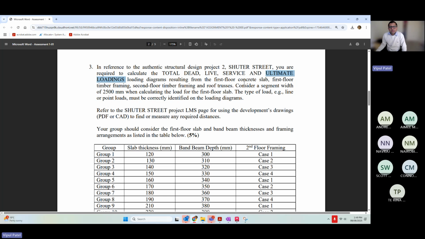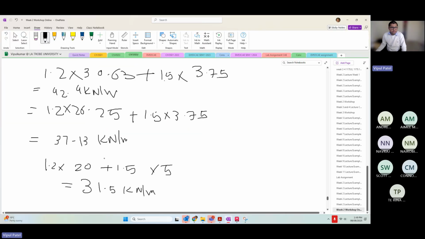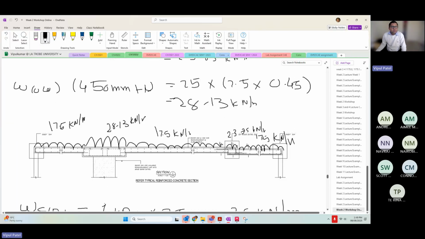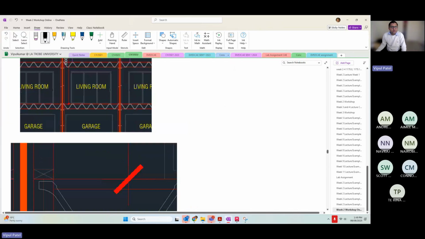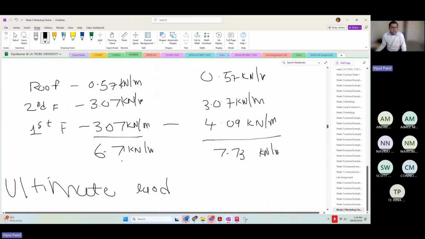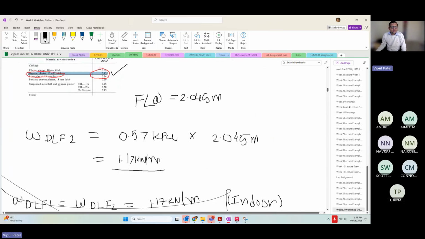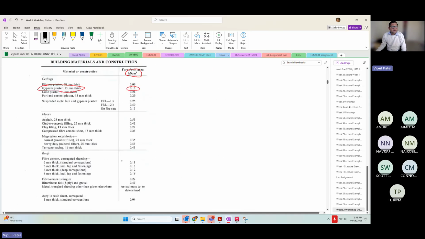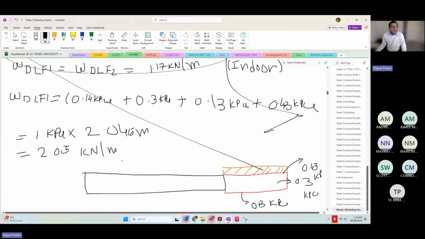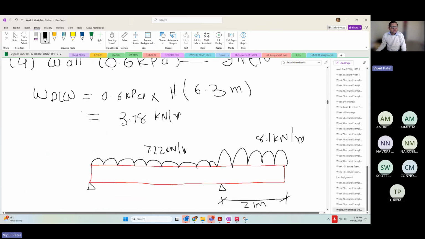The line load is resulting from the first floor concrete slab. So you need to just see the first floor concrete slab, first floor timber framing. Okay, just check the first floor, and I did the first floor for you. I have not done the first floor in these examples, but I did the first floor for you in another example. You remember the second floor, and the first floor, I did it for you in another example.